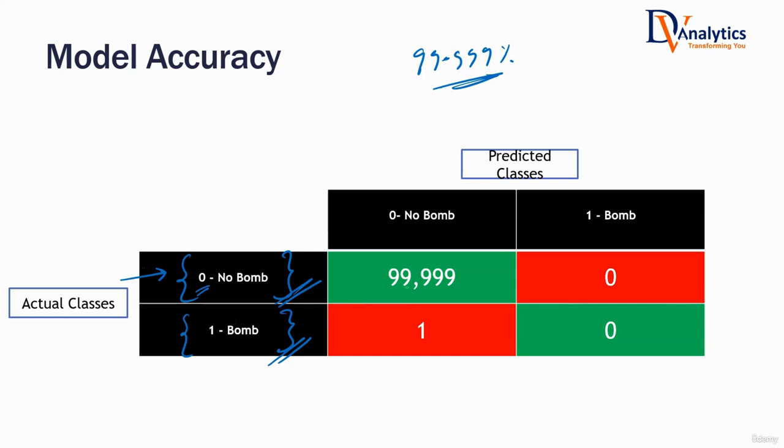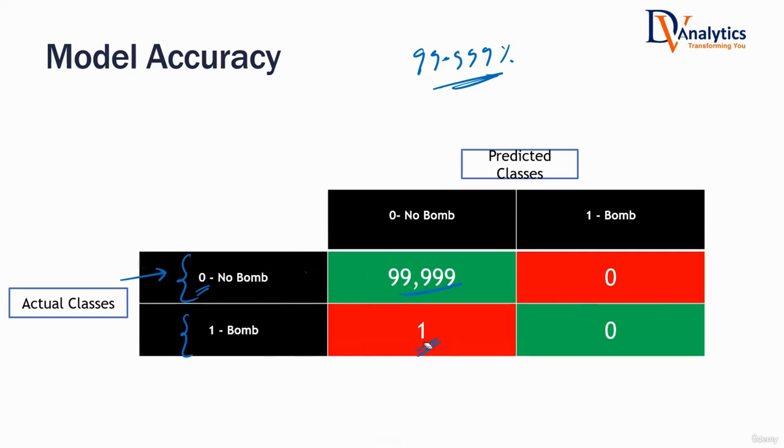In fact, class 0 has 99,999 records. Class 1 has only 1 record. Do you think these two classes are balanced, or there is some class imbalance in this data? There is definitely class imbalance. What do you mean by class imbalance? Imbalance means there are very many records dominating in one class. In the other class, there are very, very few records.